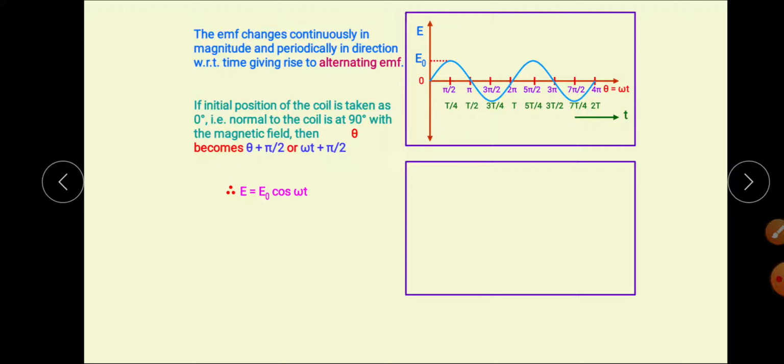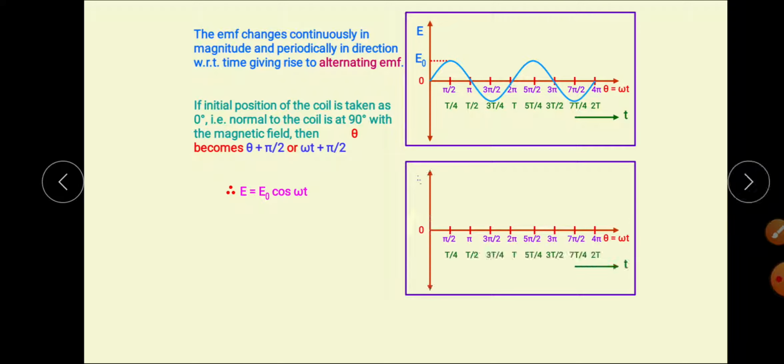If initially at time t equal to 0 the coil was not perpendicular to the magnetic field, but parallel to the magnetic field, then the expression becomes E is equal to E naught cos omega t, and the variation looks like this. If the initial position of the coil is taken at 0 degree, that is normal to the coil, then we add theta plus pi by 2. In the previous case we had taken theta equal to 0 degree.